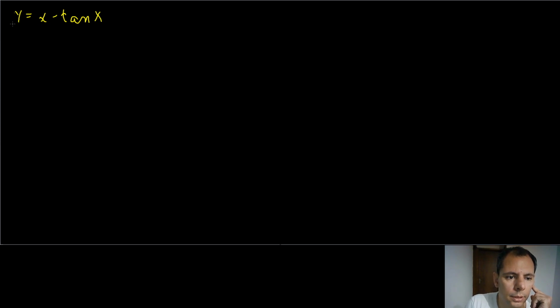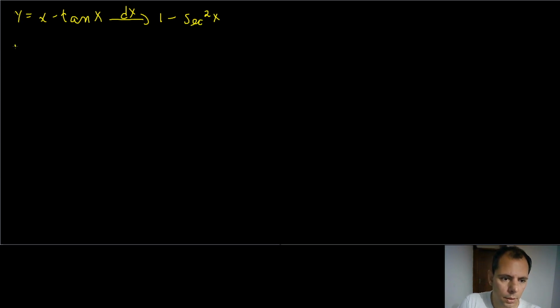Okay, just going to derive this thing here. That's going to be the notation that I'm using for the derivative. So the derivative of x with respect to x, I'm just going to put dx in. So it's going to be 1 minus the derivative of the tangent, which is the secant squared. Secant squared of x. That's it.